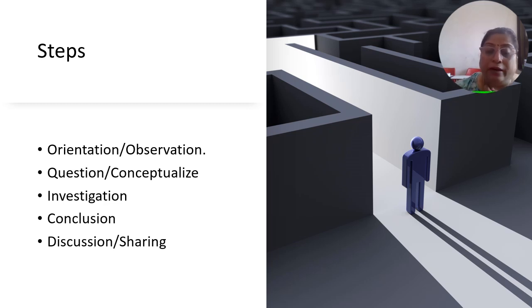Conclusion: they are concluding the topic. Discussion and sharing: they are discussing the topic and sharing the information all the time. So, orientation and observation, question and conceptualize, investigation, conclusion, discussion and sharing with everybody. Those are the steps they have to follow. You need to train them for the same, so they follow these steps to acquire them.